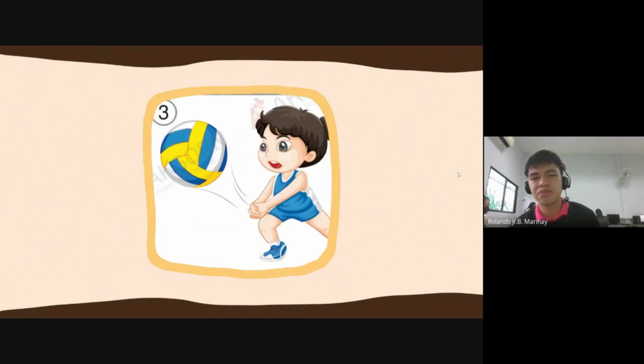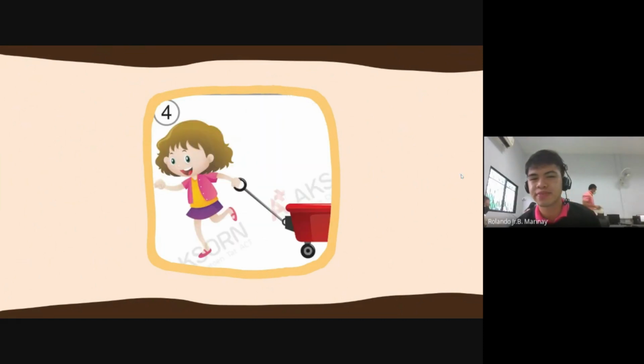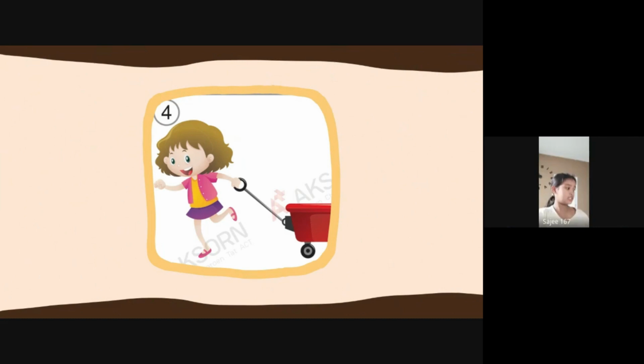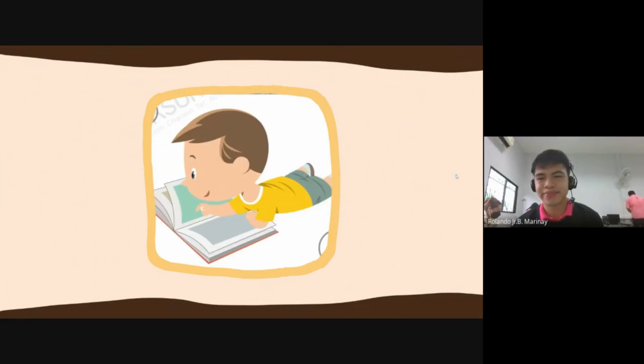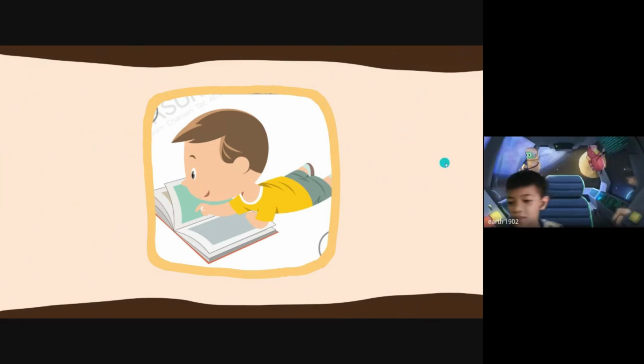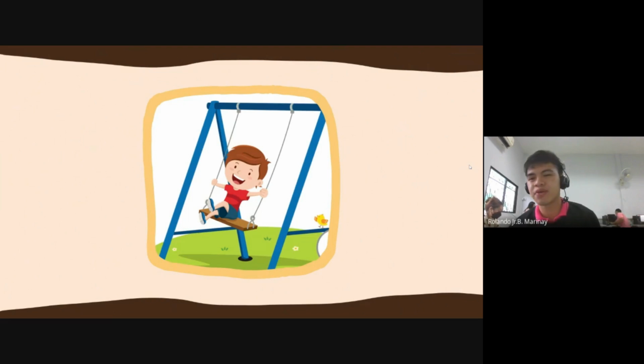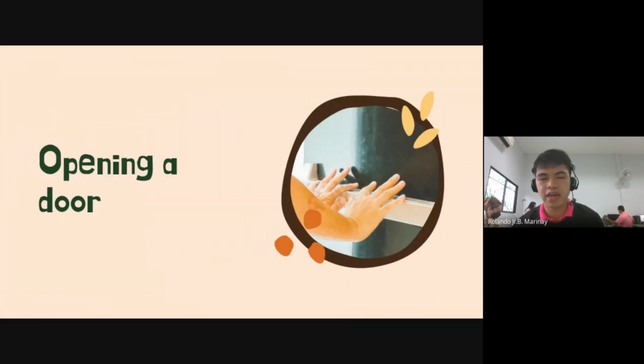What about this one? Is it moving? Yes. Yes, very good. What about this one? Yes, it's moving. What about this one? No. It's a no. It's not moving. The boy is only reading and it does not require movement. What about this one? Yes. Okay, very good. Swinging on the swings requires movement. What about opening a door?